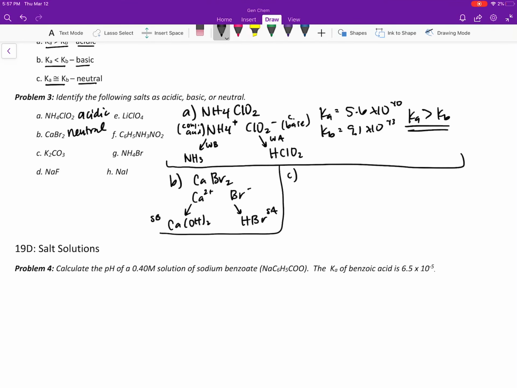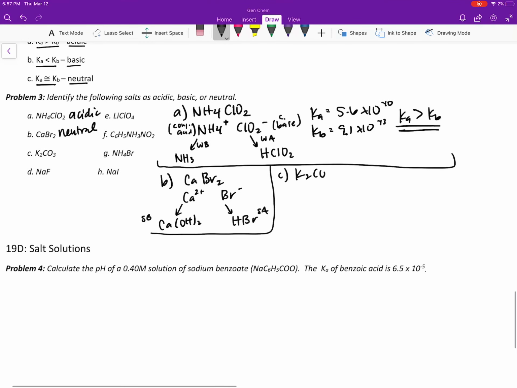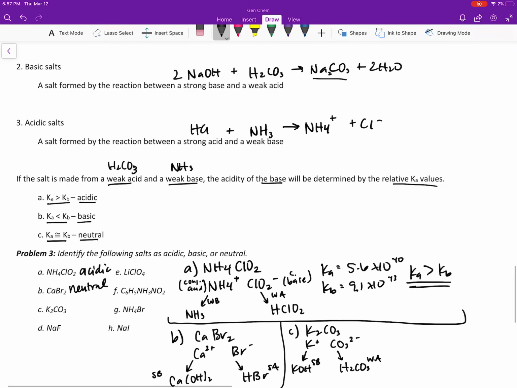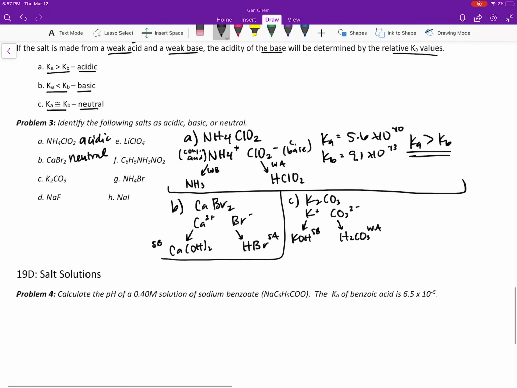If we look at C, C is K2CO3. This breaks apart into potassium and CO3 2 minus, which comes from potassium hydroxide and carbonic acid. So this is a weak acid, this is a strong base. If we go up to the top, when we had a strong base and a weak acid react, the salt would be basic. So the salt is basic.